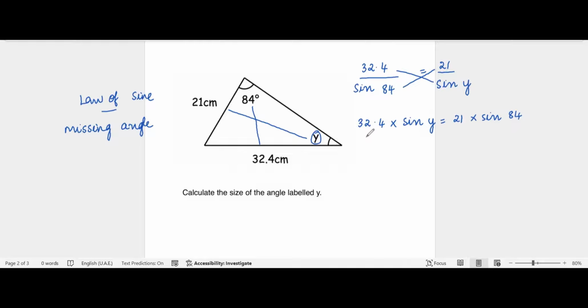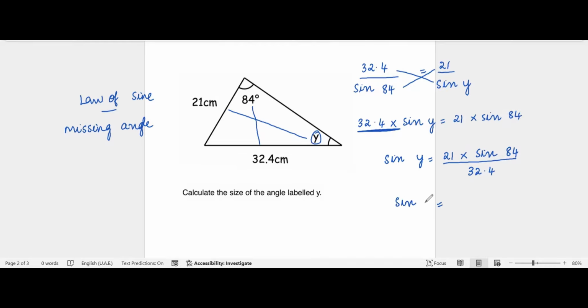So one by one, we need to take everything to the right hand side and only y should be there on the left hand side. So I'll start with multiplication of 32.4. Multiplication of 32.4, we will take it to the right hand side. It becomes division of 32.4. So sine y is equal to 21 into sine 84. This multiplication of 32.4 goes to the other side. It becomes division of 32.4.